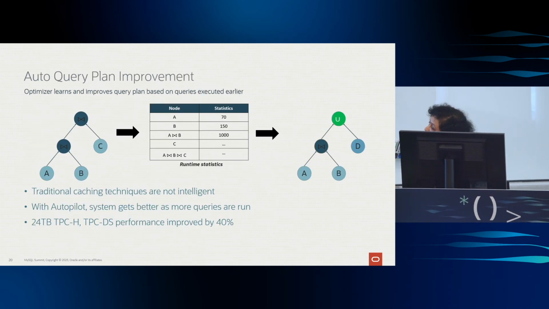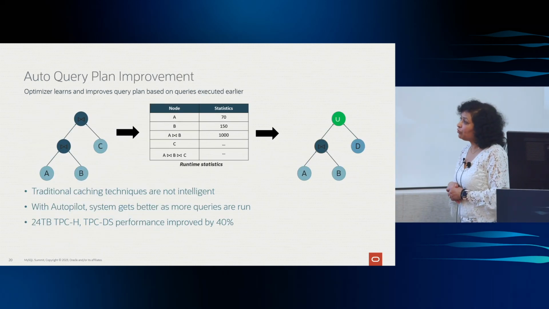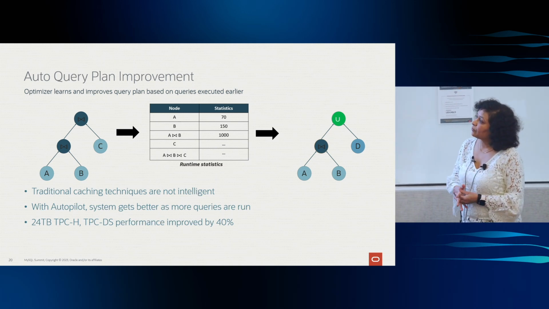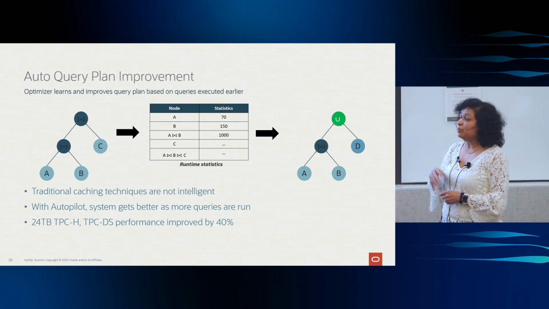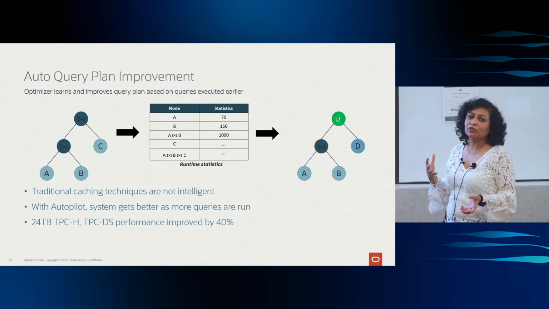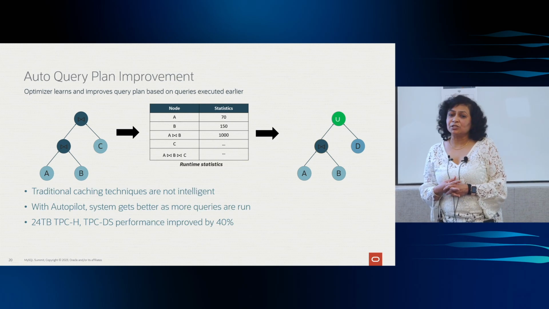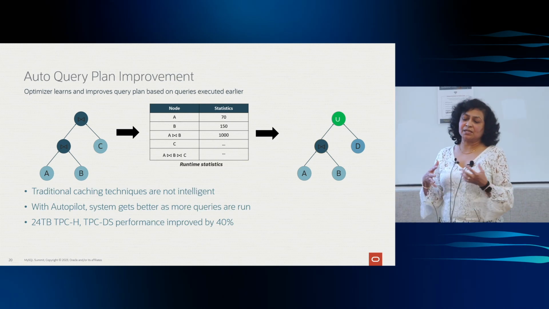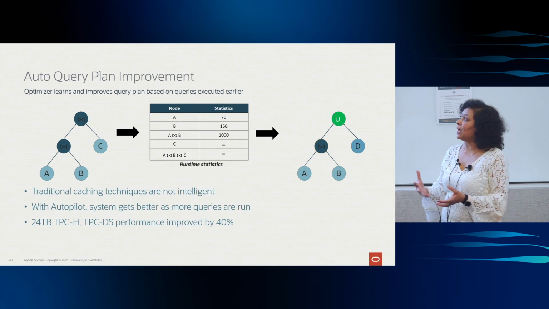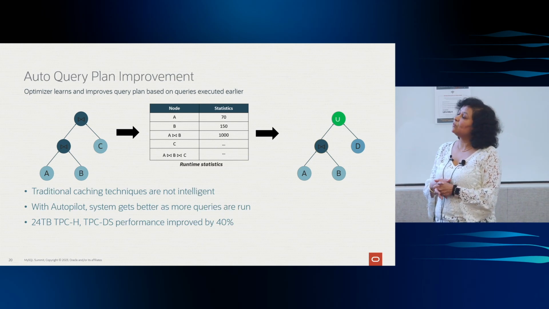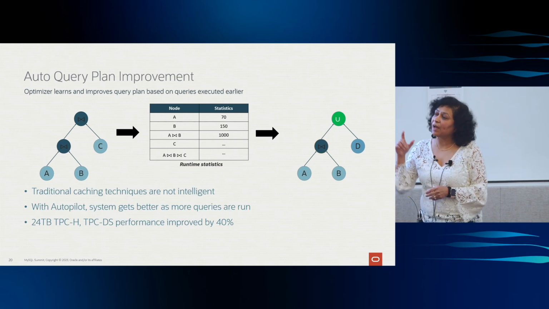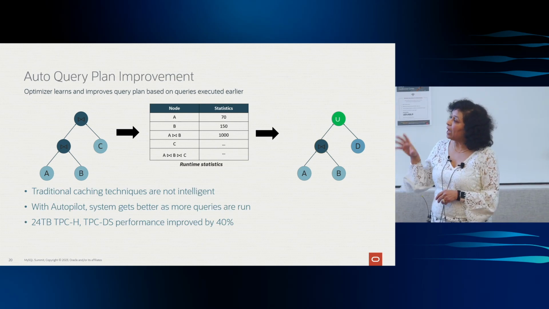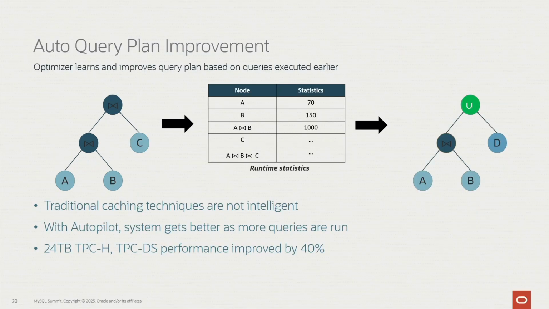I'll speed up a bit. This is the auto query plan improvement. Here again, what we do is we look at past query executions. We store subgraphs, so we don't cache the whole queries. A lot of our competitors do that. They cache the entire query result, and next time a query comes around, they can use the cached query results. Here what we do is we can even cache a subset of queries or a subgraph in the query. And that subgraph, if it happens to occur in yet another query that we see in the future, we can benefit from it.